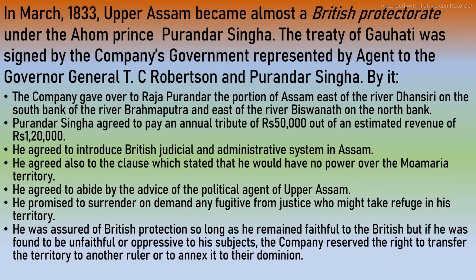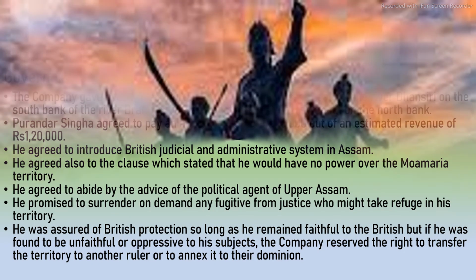But if he was found to be unfaithful or oppressive to his subjects, the company reserved the right to transfer the territory to another ruler or to annex it to their dominion. Practically, every clause of the treaty tied the hands of Purandar in chains. Yet in his eagerness to become king, he overlooked all these factors.